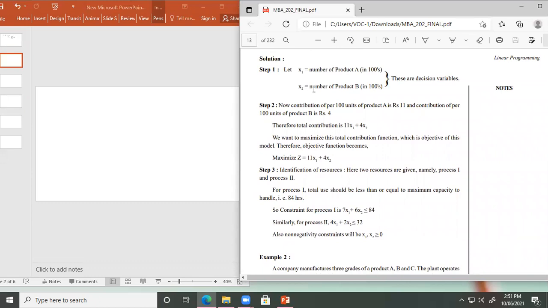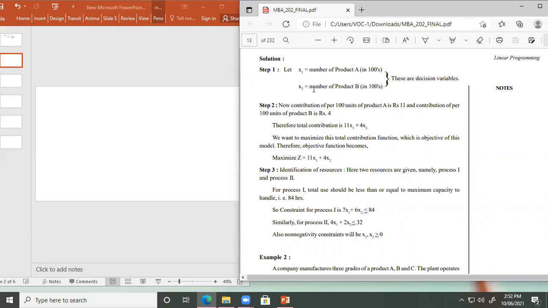So let x1 be the number of products of A, and x2 the number of products of B. Next, the contribution of 100 units of product A is rupees 11, and the contribution of 100 units of product B is rupees 4. So the total contribution you have to calculate is 11x1 plus 4x2, and the objective is to maximize Z = 11x1 + 4x2.